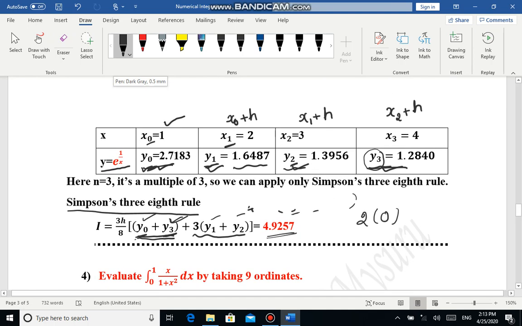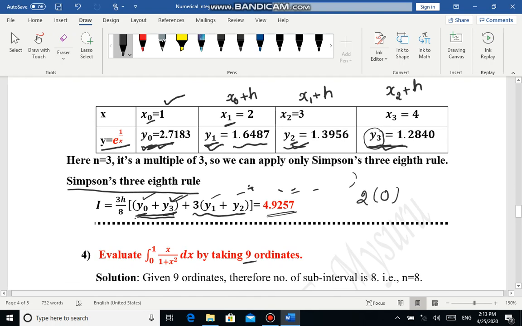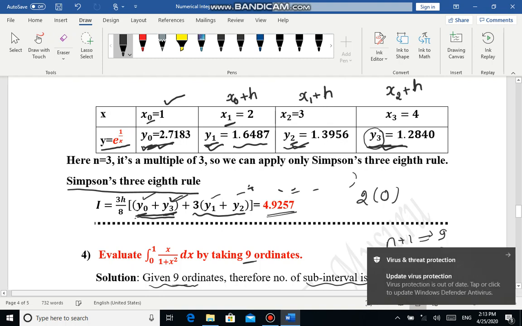Now similar to that, we'll discuss one more problem. Evaluate the integral from 0 to 1 of x by 1 plus x square by taking 9 ordinates. The method is not mentioned here also. Given 9 ordinates, so n plus 1 is 9. So what is n? It is 8. If we have 9 ordinates, we have 8 subintervals. That is, n is equal to 8. This is not a multiple of 3 and this is not a multiple of 6.